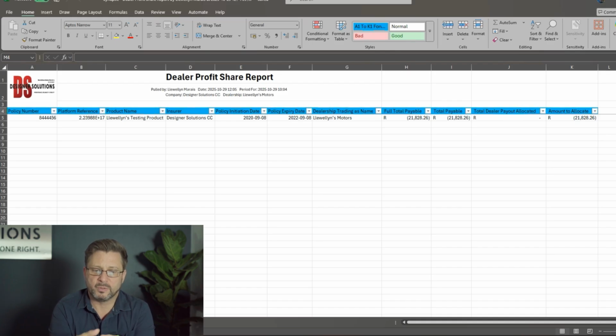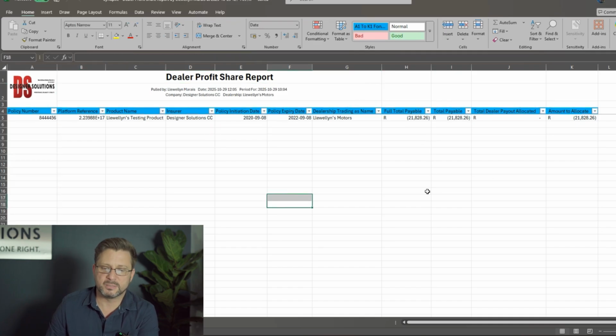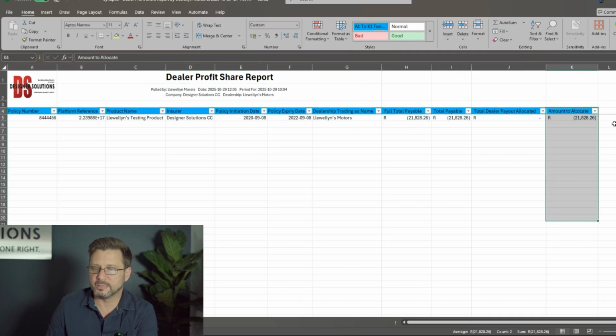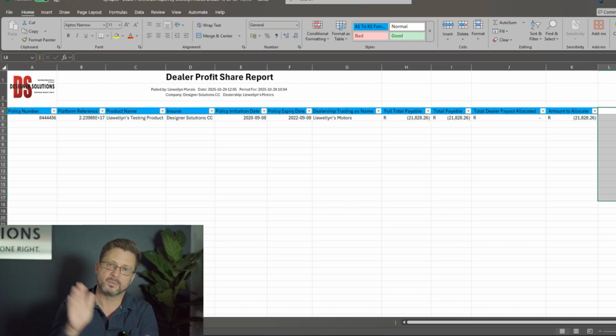Now, this particular one will say for the dealership Llewellyn's Motors, you'll have all your policies listed here, and when you go amount to allocate, you'll see the retained and earned portions at the end, because you've set this up correctly and not like my test platform. You will then see how much each person is going to get. You can tally it at the bottom and say, right, Mr. Dealer, here's your report, this is what you've earned.